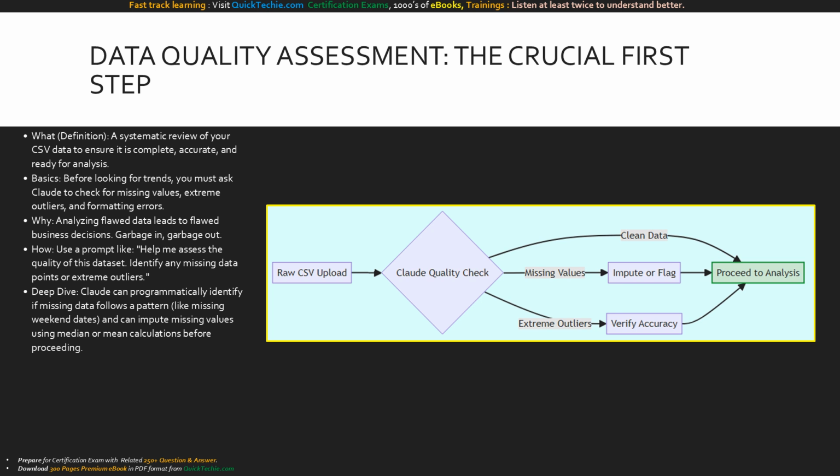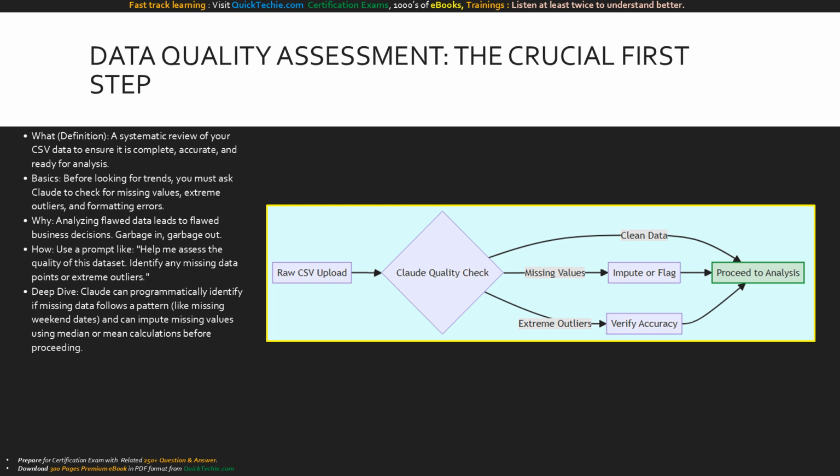For our deep dive, understand that Claude can use its Python tools to run df.isnull().sum(). It can detect if your missing data follows a pattern, like maybe your system goes offline every Sunday, and it can clean that data by filling in median values before the real analysis begins.